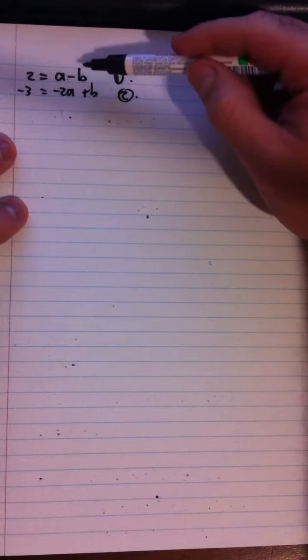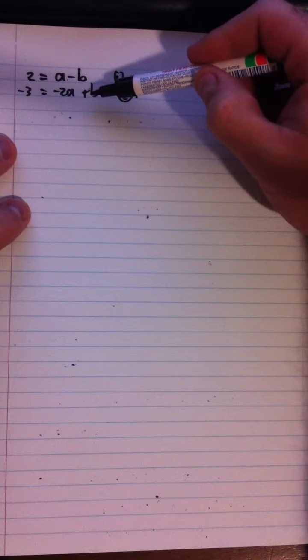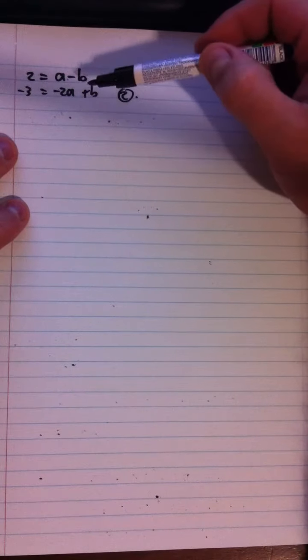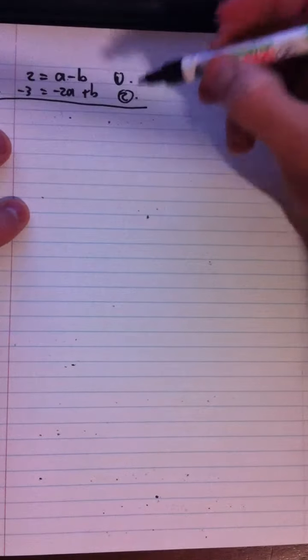So how will we do that? Well, we see the coefficients of b are the same. One is negative 1, one's positive 1. So if we add them together, they'll cancel out. So we're going to add these two equations together. So 2 plus negative 3 gives us negative 1.